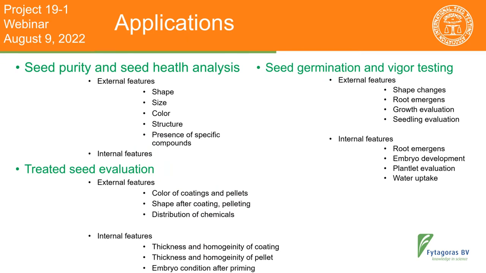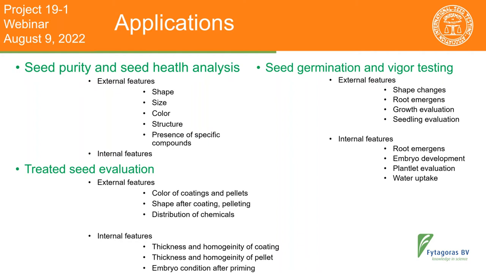When we look now at the applications, I think what we see mainly at the moment is applications in seed purity and seed health analysis, where the external features play an important role. So it also has to do with detection of pathogens, for instance. We see applications in seed germination and vigor that mainly relate to the external features. So you can see if a seed starts to germinate, it changes shape, you can see a root coming out, you can measure growth speeds and these types of features. But also internal features may play a role in germination and vigor.